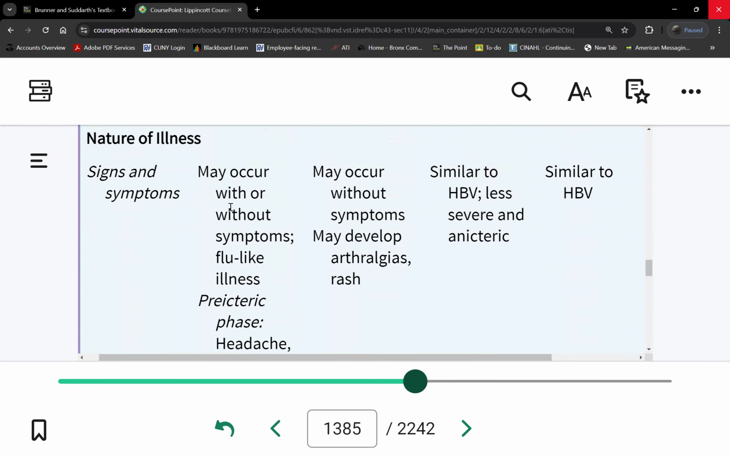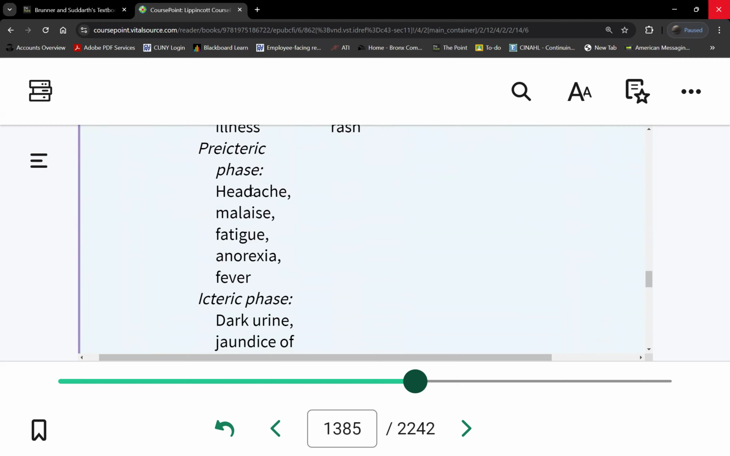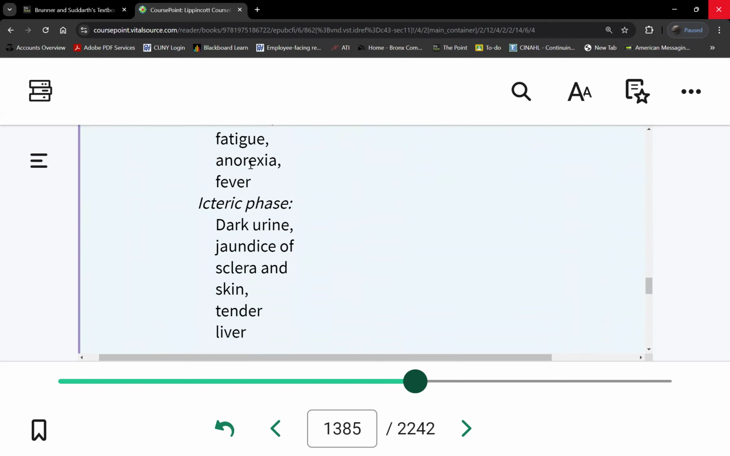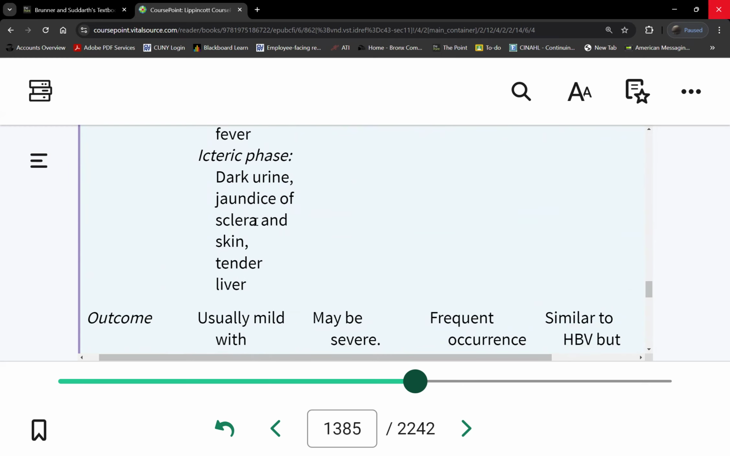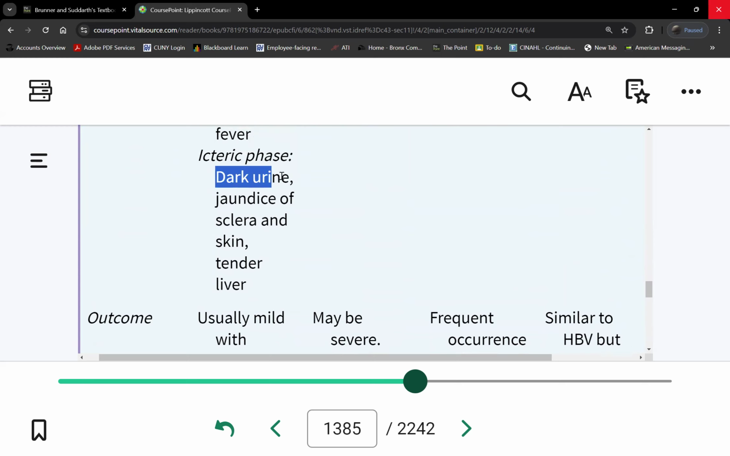So here are the acute manifestations for A and E. The headache and malaise are the pre-icteric phase. Once you turn yellow, that's when the major discomfort symptoms start. Please keep in mind, dark urine is not the same as orange, all right? Dark urine is like you're peeing coffee or peeing Coca-Cola or Pepsi, okay?